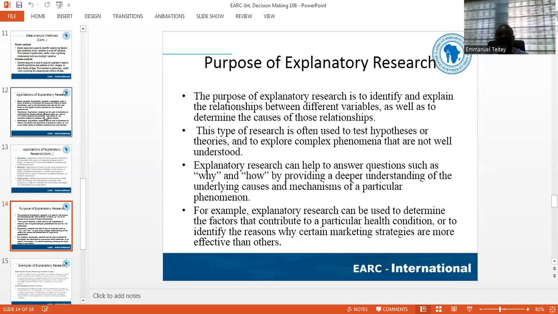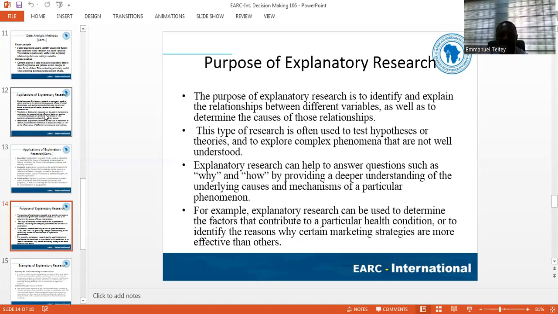Purpose of explanatory research. So we want to know the purpose why people conduct an explanatory research. The purpose of explanatory research is to identify and explain the relationship between different variables, as well as to determine the cause of those relationships. That is 1. 2, this type of research is often used to test a hypothesis or theory and to explore complex phenomena that are not well understood.